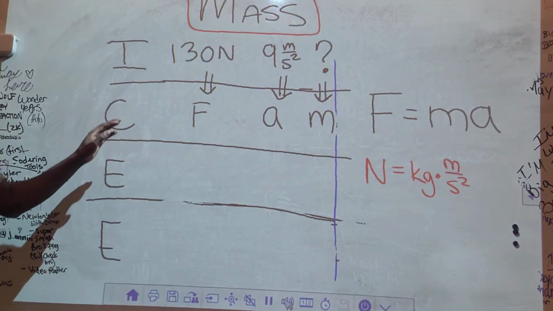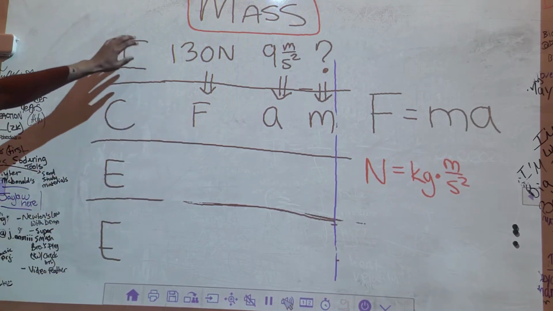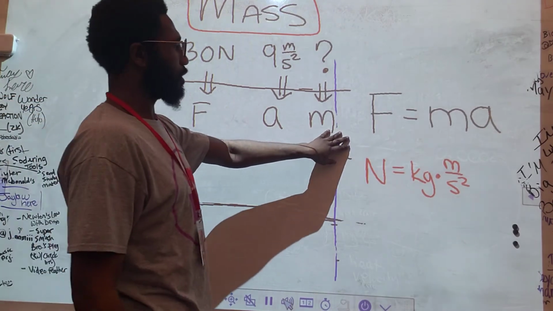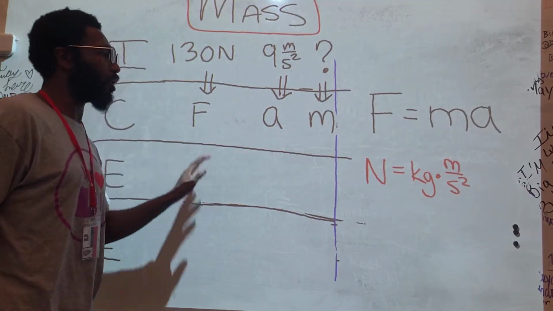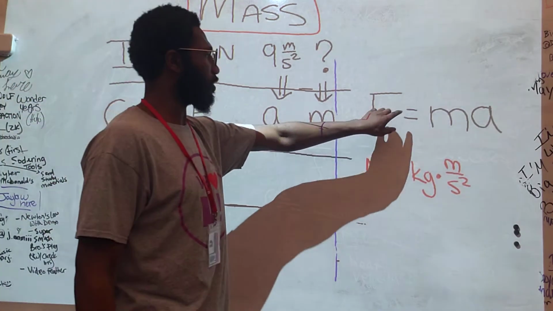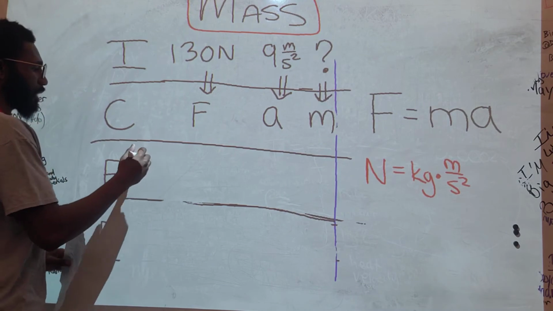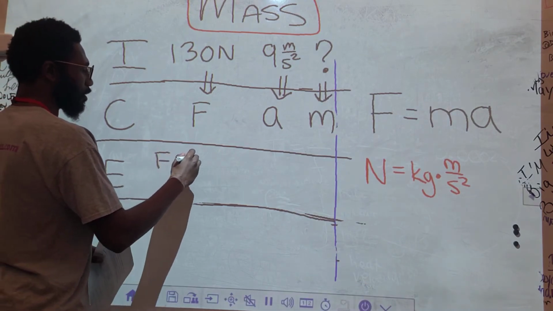So now we go ahead and just make sure that in our equation we have all these measurements. So we've got F, A, M. We have all these measurements, all these symbols, all these variables. So F, A, and M, we see over here, we've got all of them. So we can go ahead and use that equation. So F equals MA.